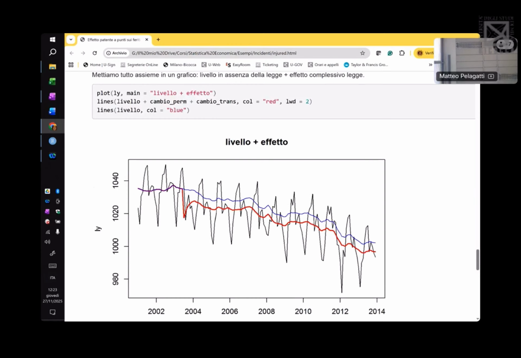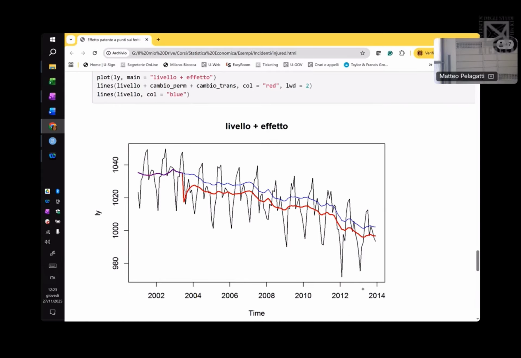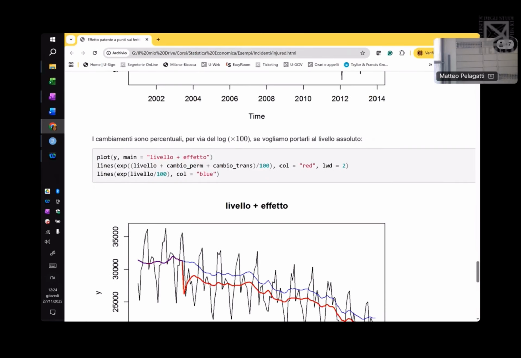And this is the log 100 time series. So the blue one is the level without the change, and the red one is the level with the change. So you can also have a counterfactual. If you measure the difference between these two lines, it's the number of injuries you're saving because of the policy. Actually, this is not the number because it's in log, it's the percentage. So the difference of these two lines is the percentage of injuries that you're saving every month because of that policy. Okay, so it actually worked.